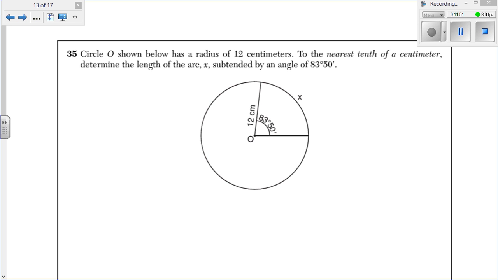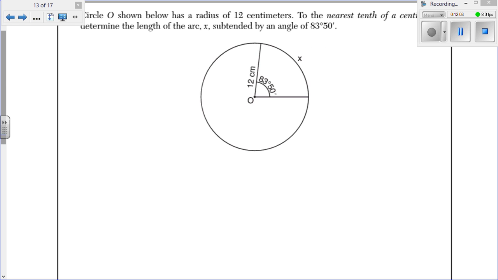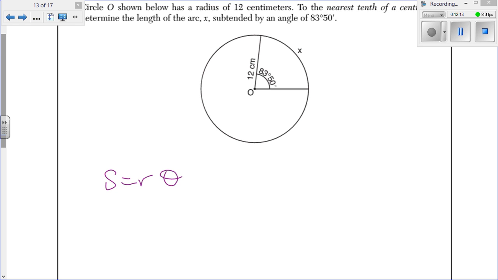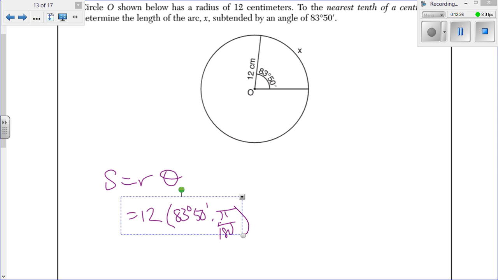Circle O shown below has a radius of 12 centimeters. To the nearest tenth of a centimeter, determine the length of the arc x subtended by the angle 83 degrees 50 minutes. Well, it's actually not a hard problem to do because we have s equals r times theta, if you can remember that formula. But the only problem here is theta has to be in radians. So my radius is 12. I have 83 degrees 50 minutes times pi over 180 because it needs to be in radians.